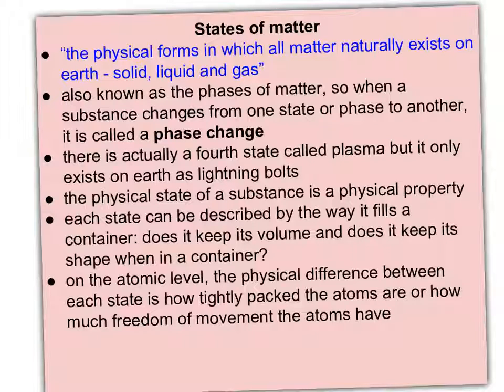On the atomic level, the physical difference between each state is how tightly packed the atoms are or how much freedom of movement the atoms have. Any substance can go from a solid to a liquid to a gas, or a gas to a liquid to a solid. So phase changes can happen for any substance. It's a matter of having the atoms packed more tightly or allowing the atoms more freedom of movement.